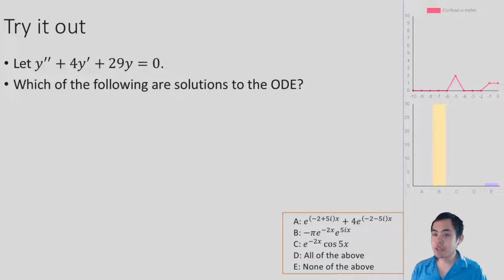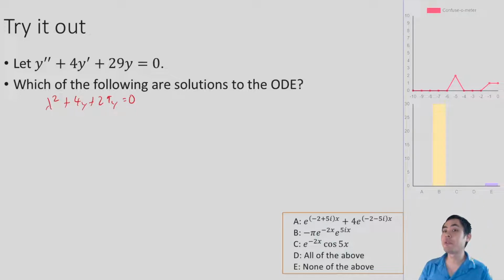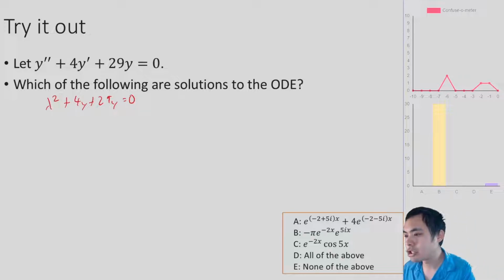So which of these are solutions to the ODE? And the first thing you have to do, of course, is you need to solve for the roots. So lambda squared plus 4 lambda plus 29 is equal to 0. You need to solve for lambda. Let me reset the chat before you guys answer.